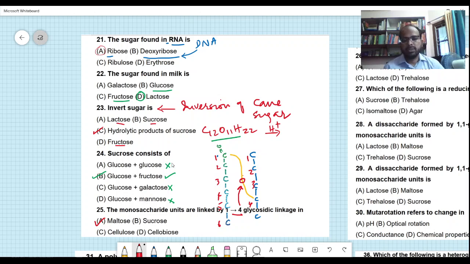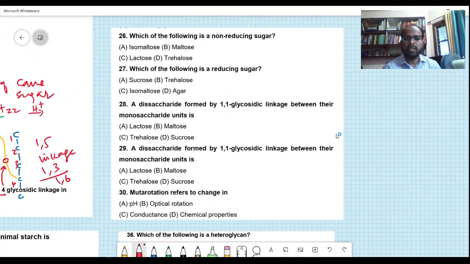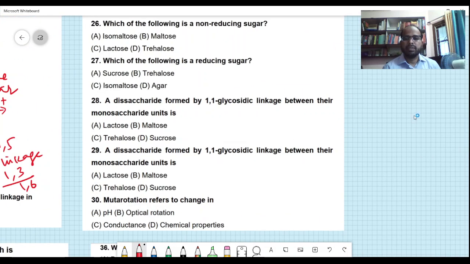Right? So there are cases in which you can have a 1,5 linkage, but it's for different sugars like fructose, galactose, mannose. There is 1,4 linkage, 1,3 linkage, 1,6 linkage. All go by that. Okay, so maltose is the right answer. So remember, 1,4 linkage is for maltose and the glucose units there. Okay, which of the following is a non-reducing sugar?